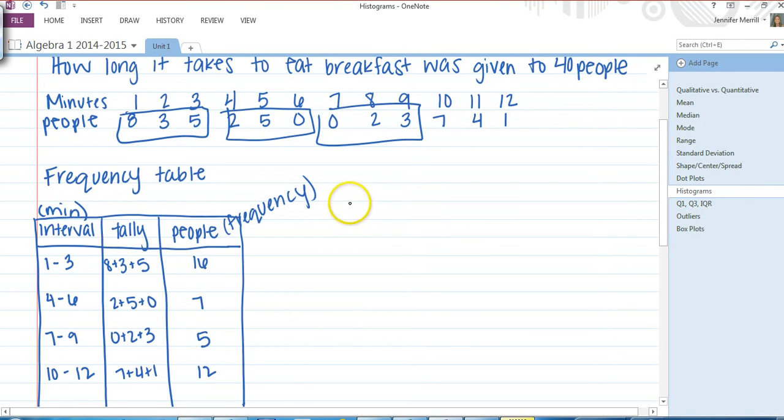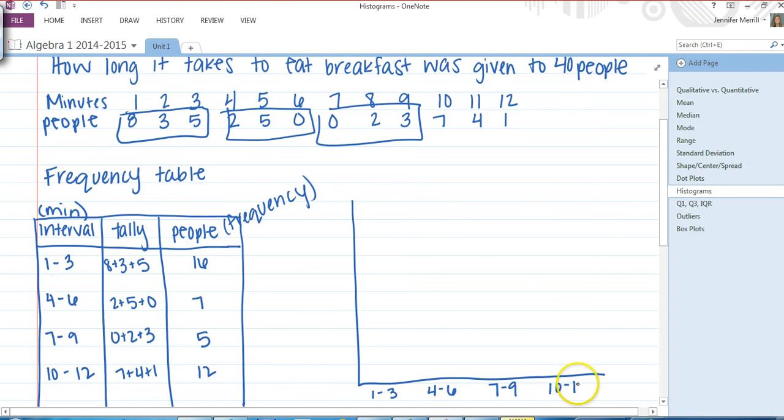And when I make this histogram, I'm going to draw it like I would draw a bar graph. But instead of just putting numbers on the bottom, I'm going to put those intervals. So 1 to 3, 4 to 6, 7 to 9, and 10 to 12. And my y-axis is going to have the frequency. So I know that I need to at least have 16. I'm going to count by 2s. So 2, 4, 6, 8, 10, 12, 14, 16.